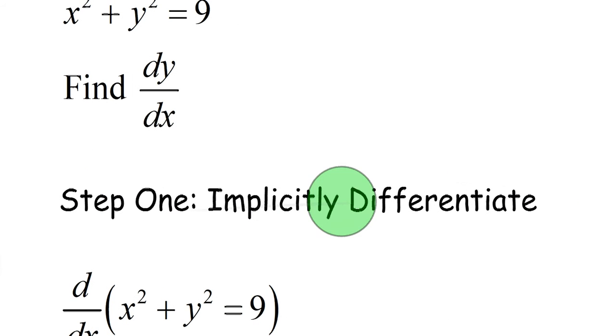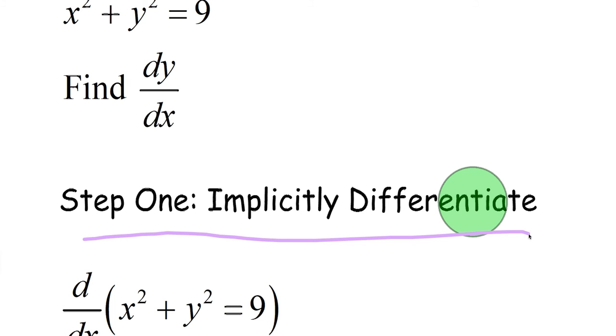First of all, we would just implicitly differentiate, which is what we just went over. That's going to be our first step, implicitly differentiate. Derivative of x squared is what? 2x, right? And we've done the derivative of y squared, I believe. If not, we know the derivative of y squared by itself is 2y. We multiply that by dy dx, and the derivative of 9 is 0.